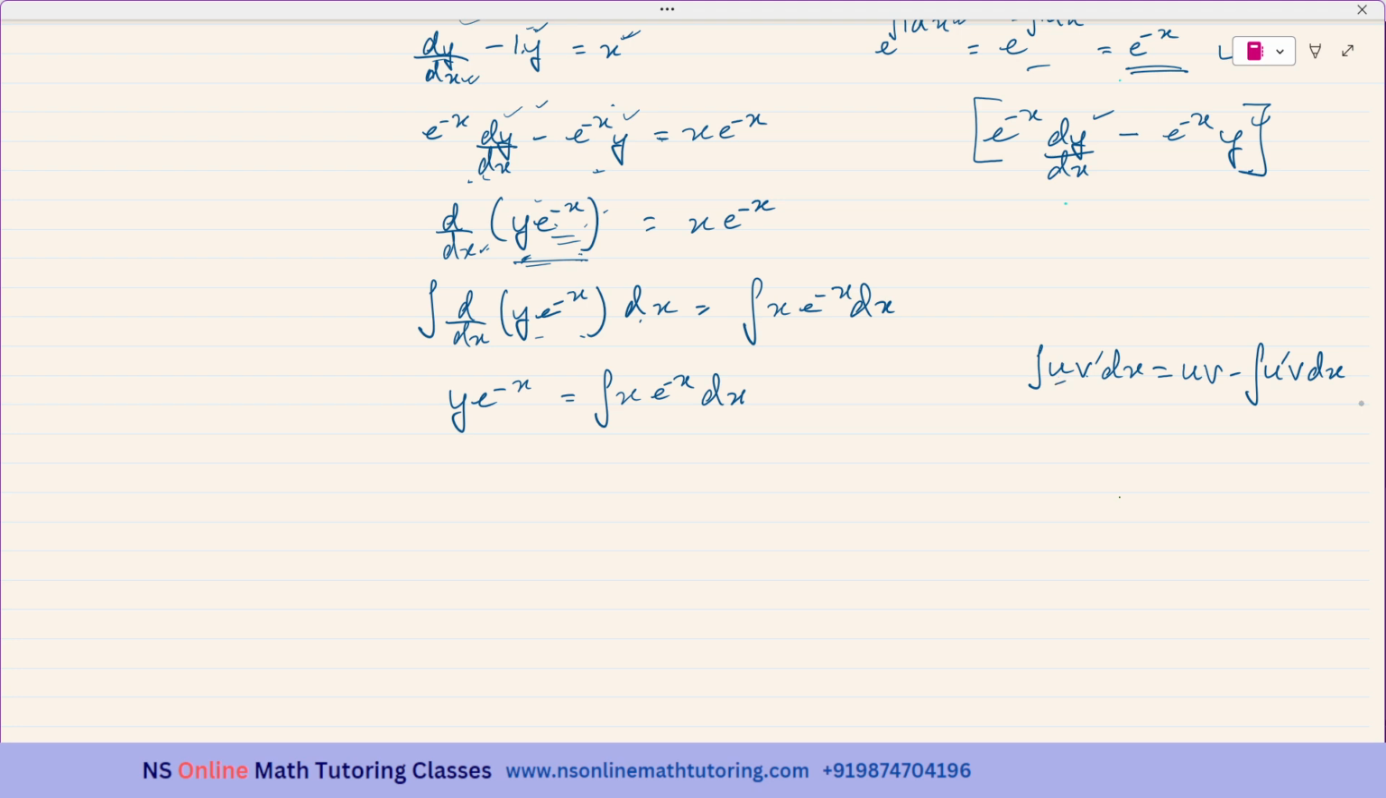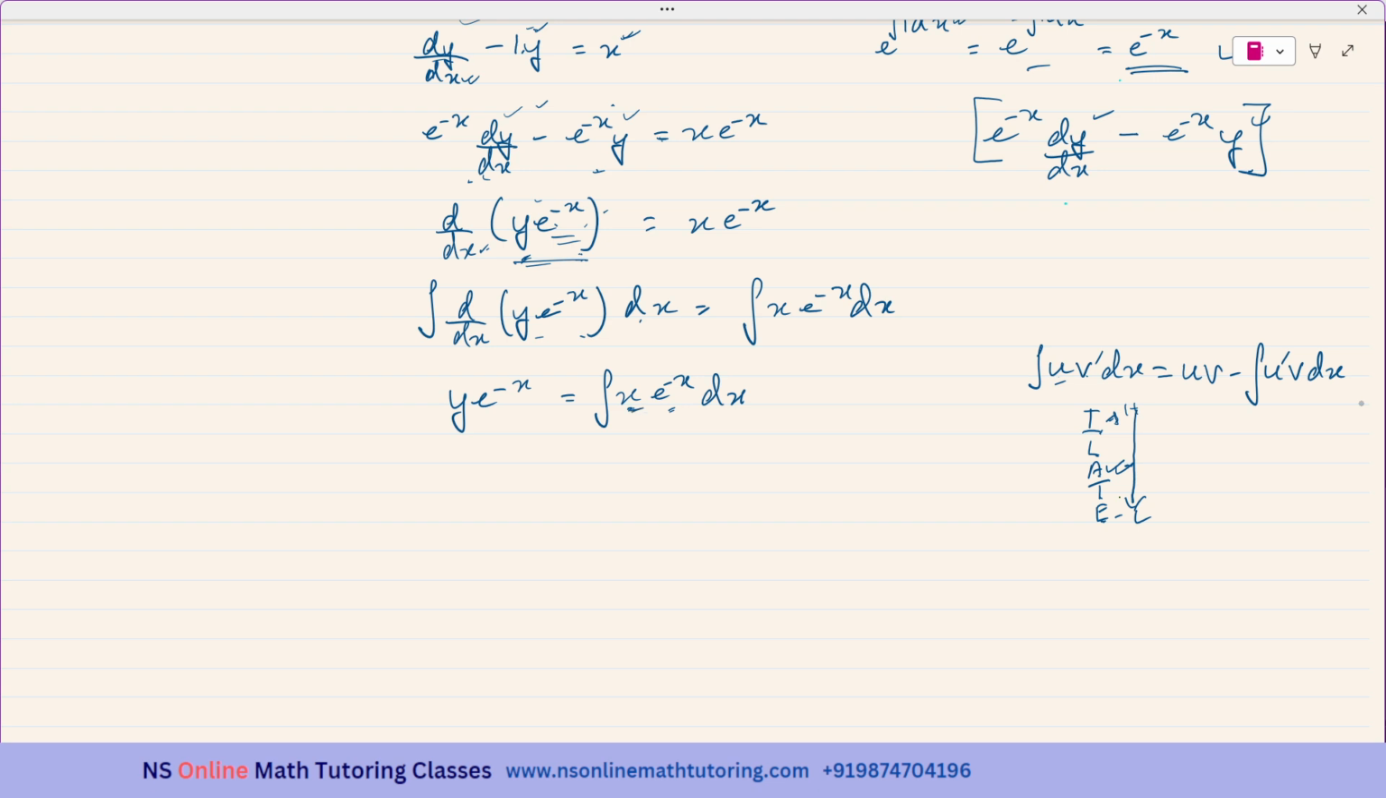So in order to select the first function, we use ILATE, and the priority goes down this way. This is the highest priority function and this is the lowest priority function. I stands for inverse trigonometric functions, L stands for logarithmic functions, A is algebraic functions, T trigonometric functions, and E exponential functions. And over here we are having x, that is the algebraic function, and e to the power of negative x, this is the exponential function. Since A is above E, therefore this x will be the first function, or u.